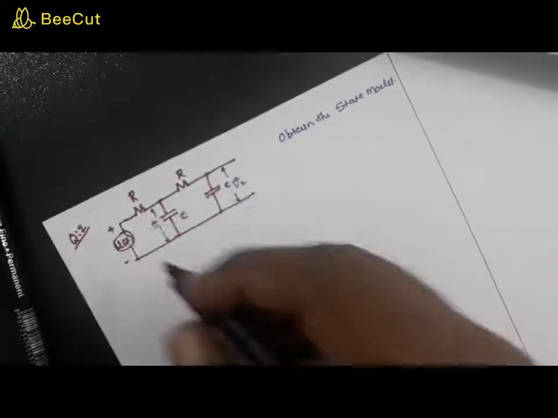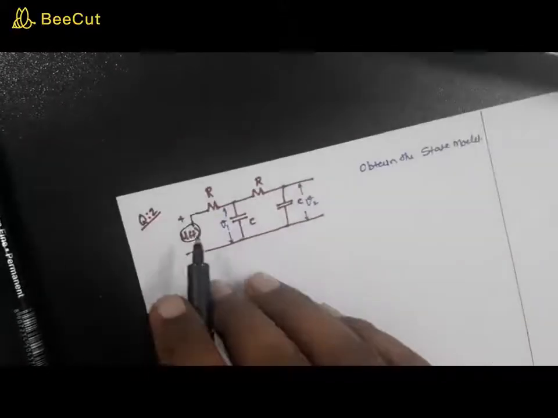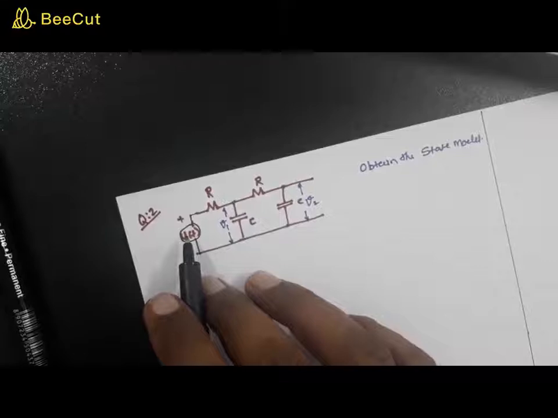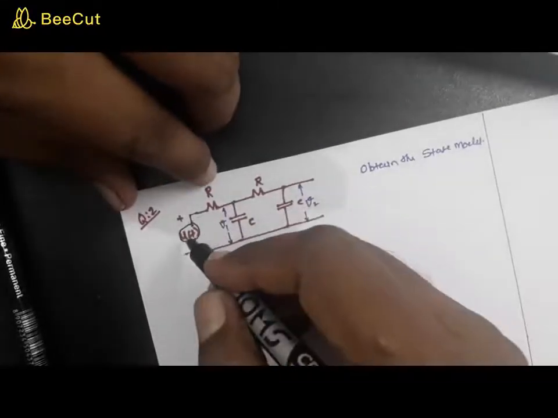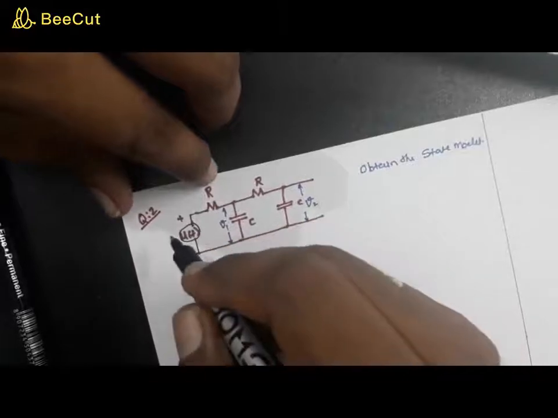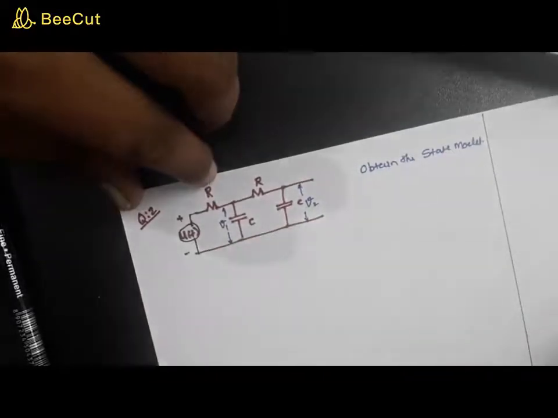This is plus a u of t, and I again repeat that this u of t has nothing to do with the step input. It can be any input. So u of t is a general representation as we use in state space.